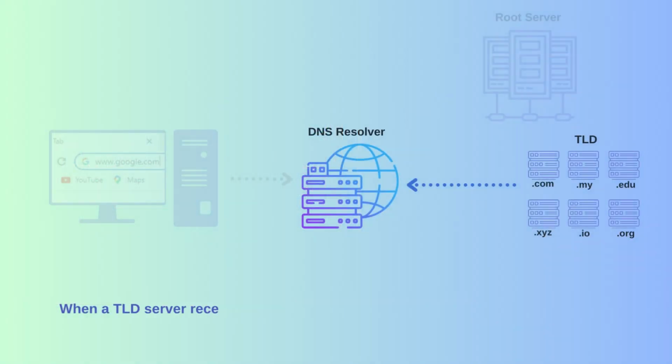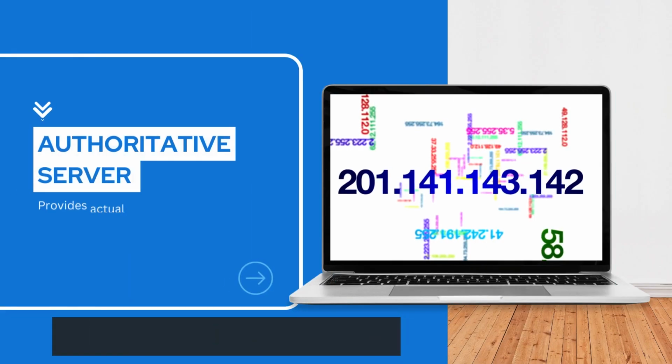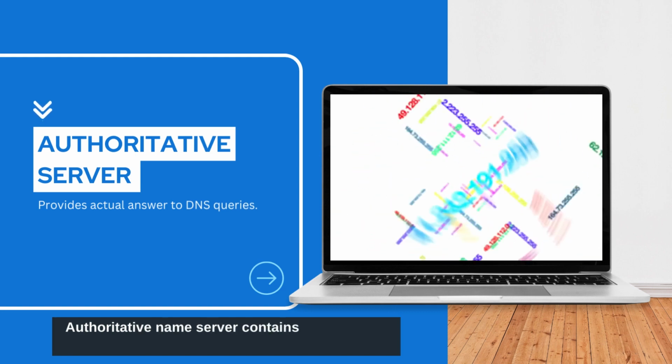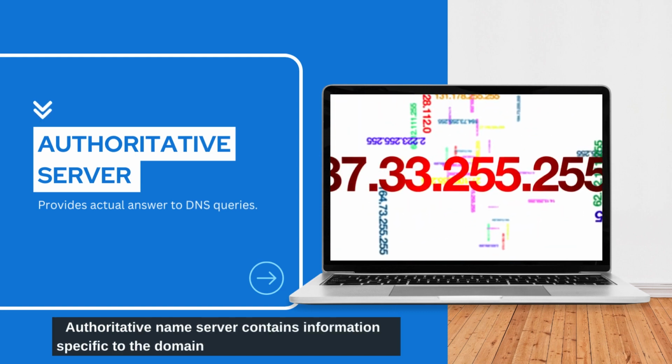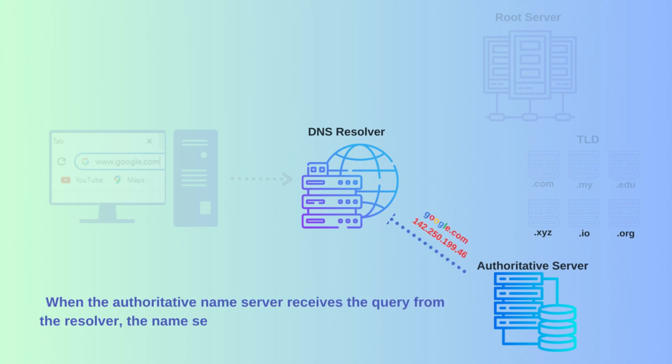When a TLD server receives the query for the IP address for google.com, it will direct the resolver to the final level, the authoritative name server. The authoritative name server contains information specific to the domain name, including the IP address. When the authoritative name server receives the query from the resolver, it will respond with the IP address for google.com.